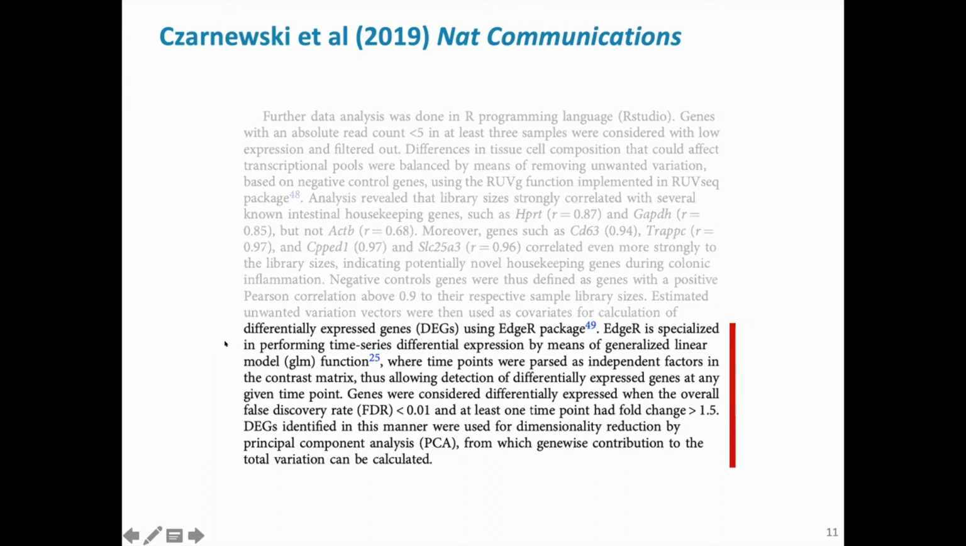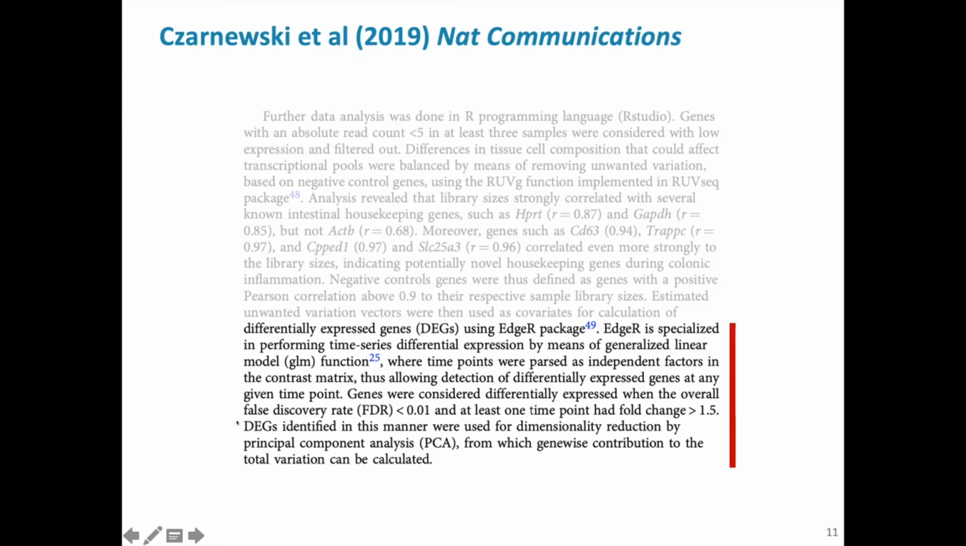So edgeR is specialized in performing time series differential expression by means of GLM, which I already mentioned today as well, where the time points were passed as independent factors in the contrast matrix, thus allowing detection of differentially expressed genes at any given time point. So now you know, again, I used the whole model with all the samples. Genes were considered significantly differentially expressed when the overall false discovery rate, which now you know what it is, was less than 0.001, and at least one time point had a fold change of above 1.5.